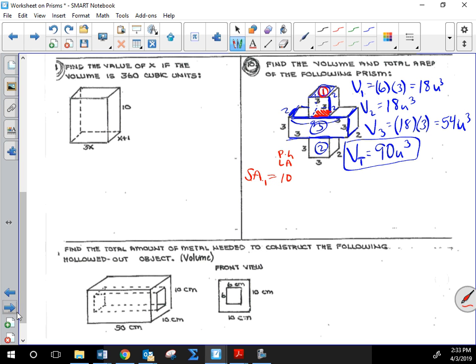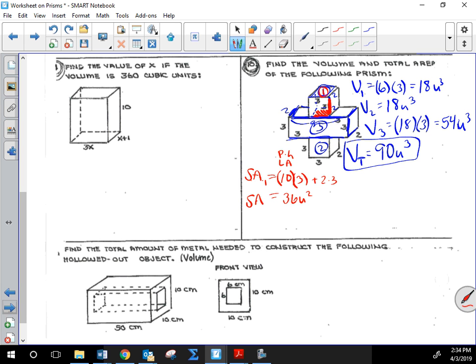10 for my perimeter. And what's my height? 3. Okay, so that was my lateral area, and then I'm going to add on just one of my bases. Area of my base here would be 2 times 3, which is 6. Okay, I'm going to write it out. So my total surface area for my top block would be 30 plus 6, so 36 units squared.